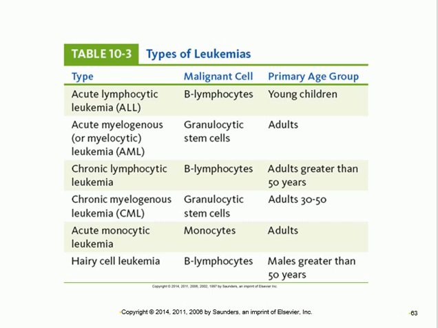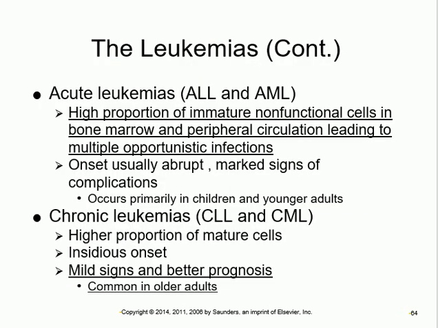But here is the rule that I want you to know. Simple. The acute is more in younger people. The chronic is more in older people. Okay? And you can have it in any line: lymphocytic, myelocytic, and so on, acute and chronic. You can have it in different things, but this is just generally speaking.